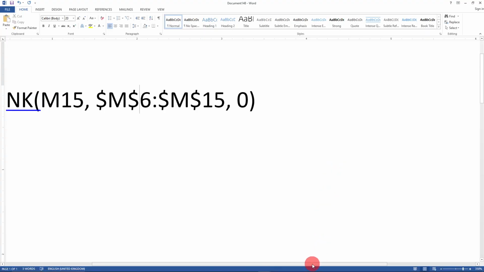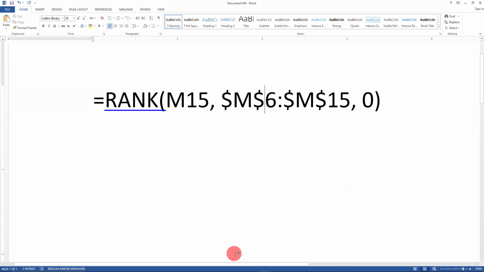Okay, so equal rank M15. We use, I will explain it well. We use M15 because Michael's net pay is in the M15 column. That's the reason why we use M15.